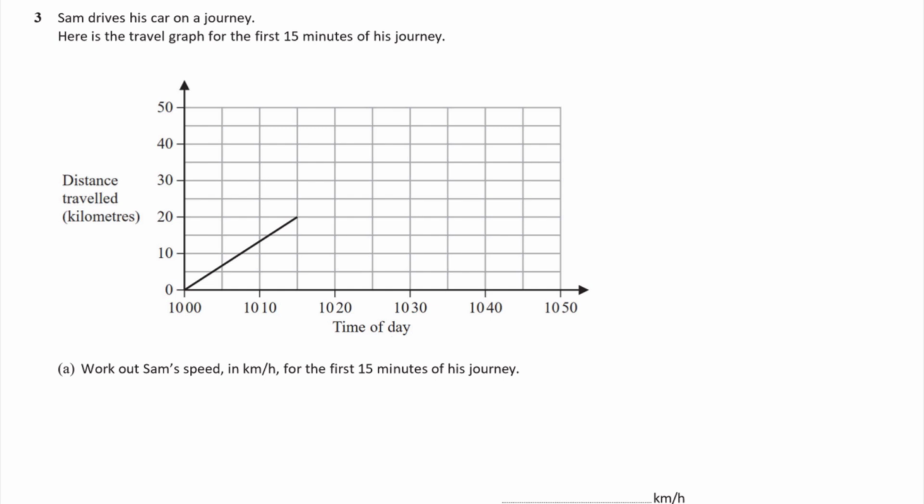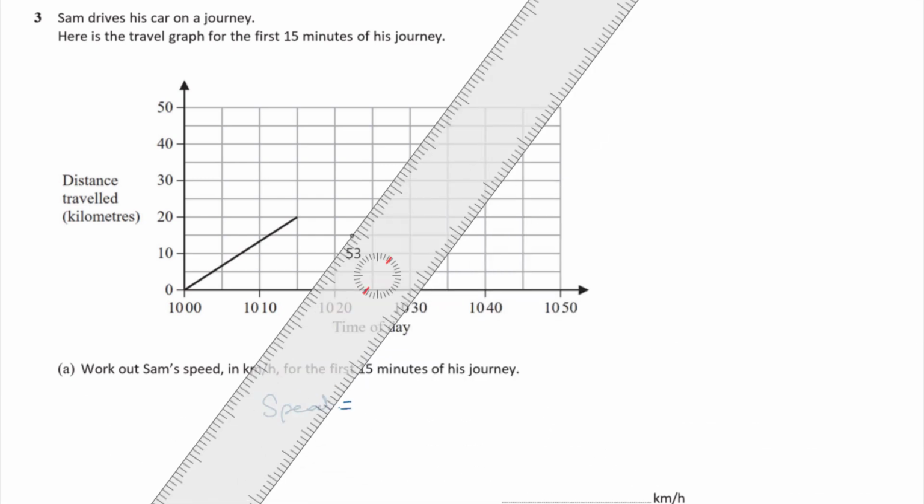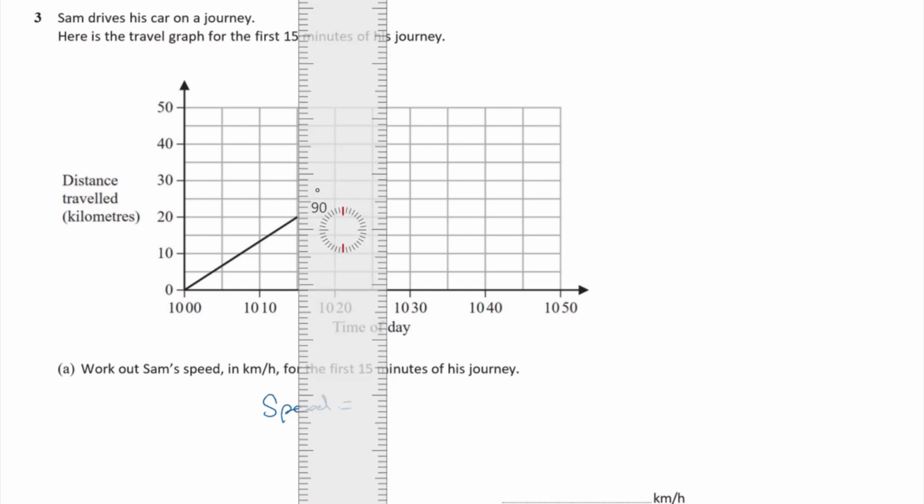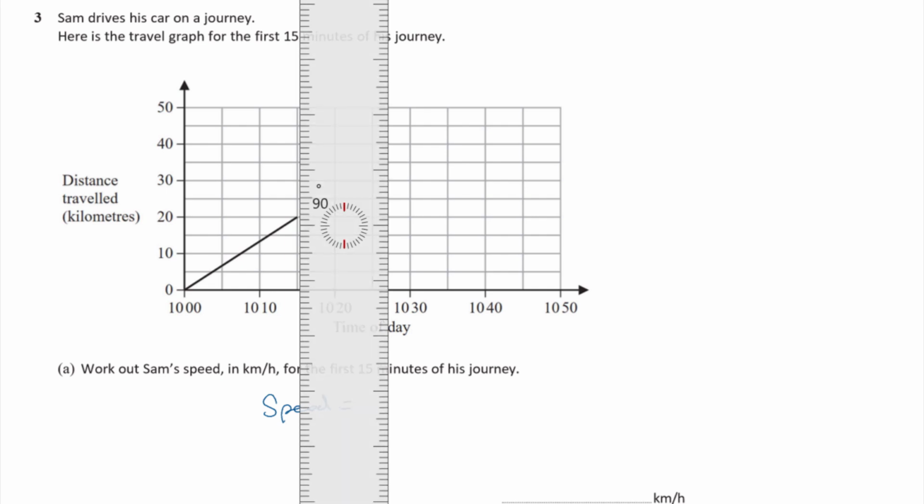Now, speed can be found by looking at the gradient of a distance time graph, because speed is the rate of change of distance with respect to time. So if I can find the gradient of that line, I should know what the speed is. Okay, so I'm just going to get a ruler out and draw a little triangle here, and then we're going to look at change in y divided by change in x.